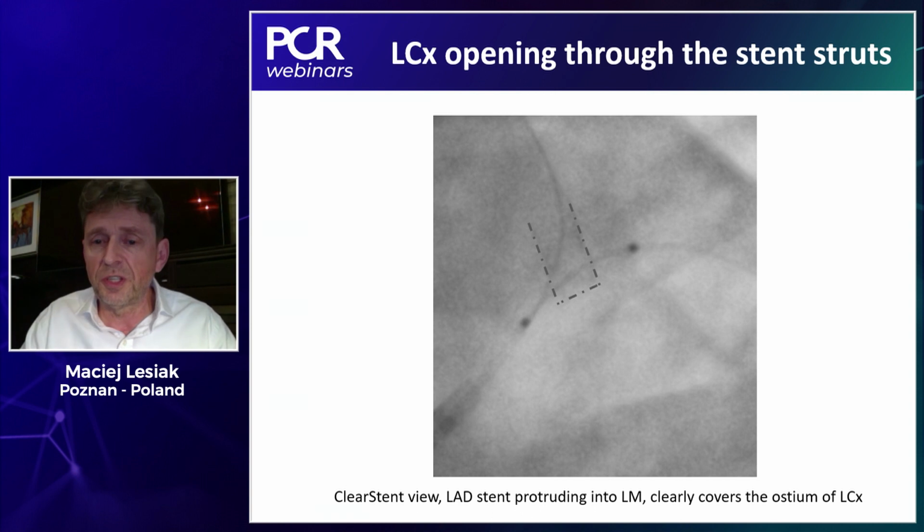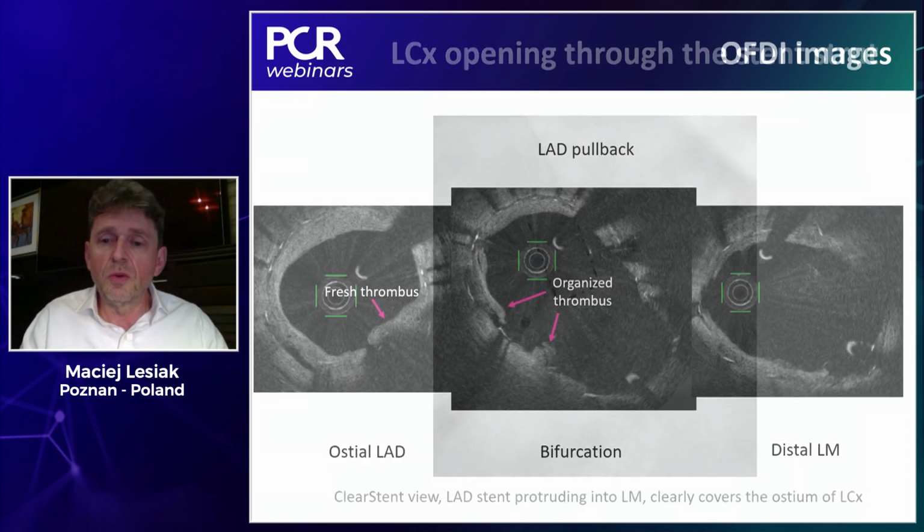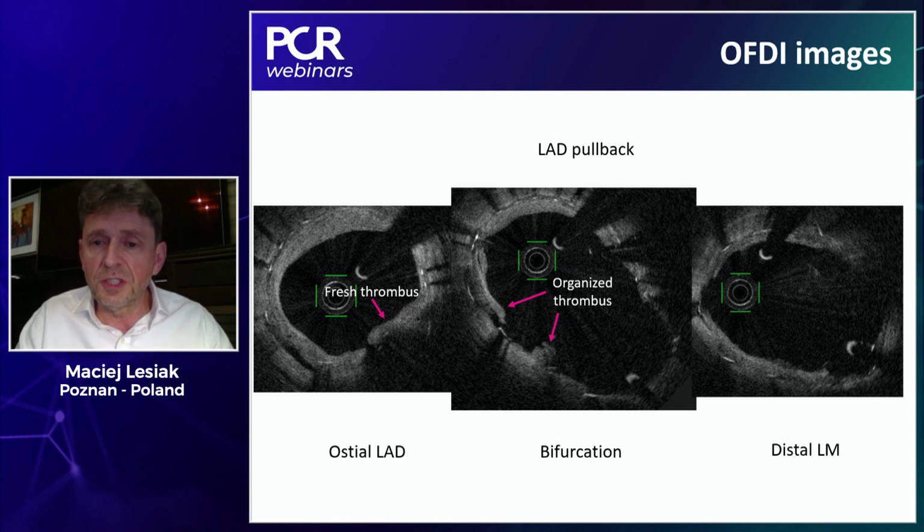But you can appreciate that the stent was protruding into the left main. So what we did was OCT. You see the LAD pullback. What we found was some fresh thrombus in the proximal LAD at the takeoff of the circ, some organized thrombus exactly at the bifurcation, and the thrombus was protruding towards the circ.